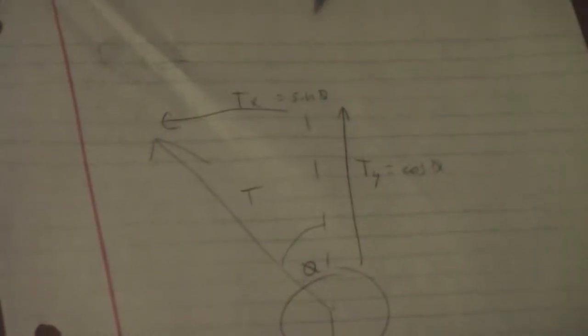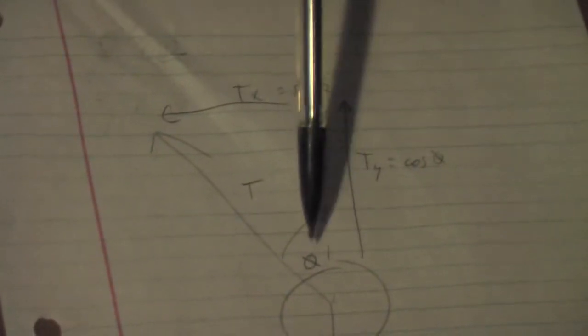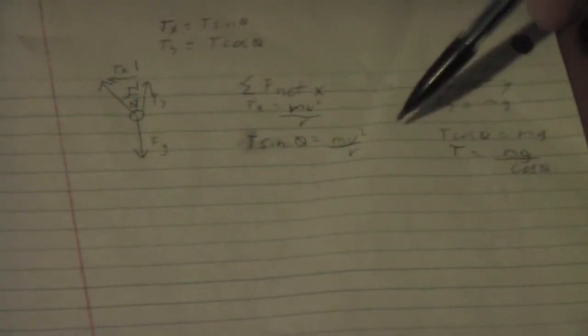So this is the object. It is being acted upon by tension, which has a y component, which is equal to the force of gravity, and an x component, which is equal to mv squared over r. Tx is equal to T sine of this angle, and Ty is equal to T cosine of the same angle. Since Tx is equal to mv squared over r and T sine the angle, we could say that the net force in the x direction is T sine angle equals mv squared over r.